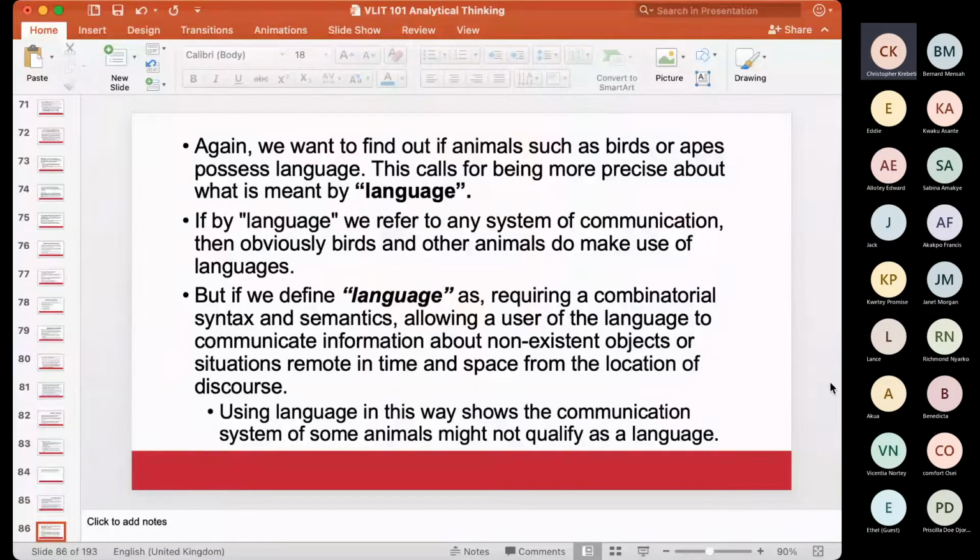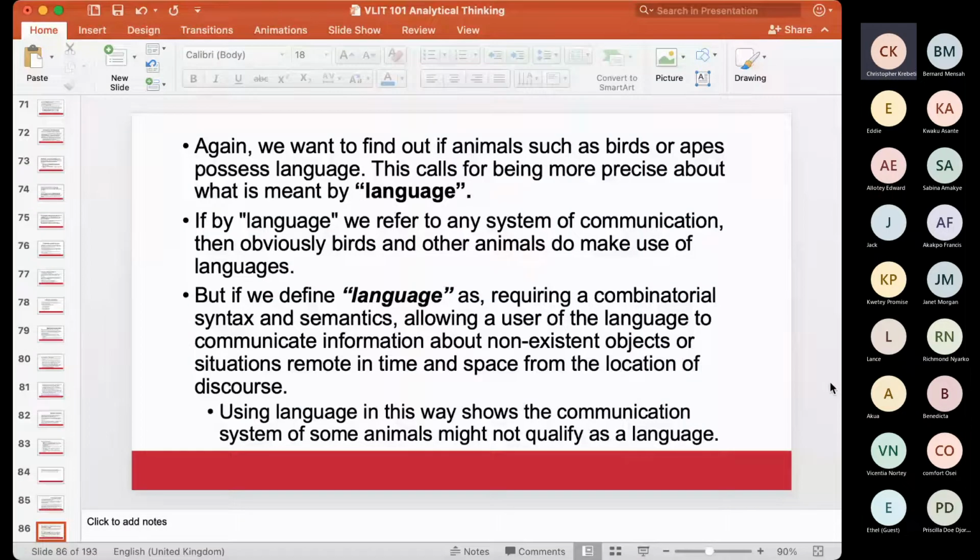Again, we want to find out if animals such as birds or apes possess language. This calls for being more precise about what is meant by language, because if you enter the word language in a dictionary, it's vague. You will have a problem. So if by language we refer to any system of communication, then obviously birds and other animals do make use of language. Any system includes birds and animals also, because they also have systems of communication. Then we can say that they have language.